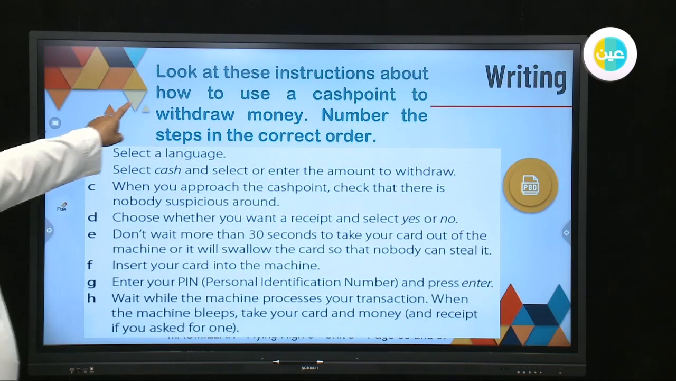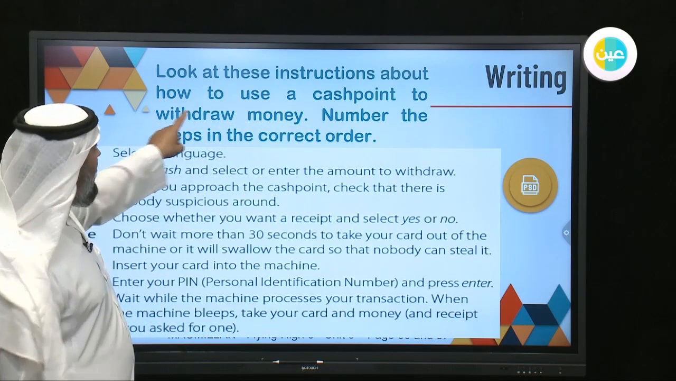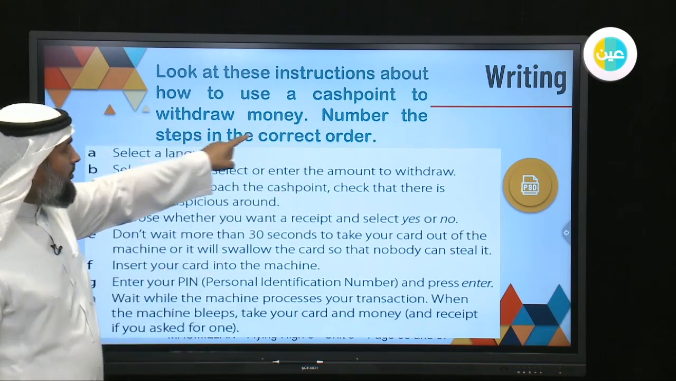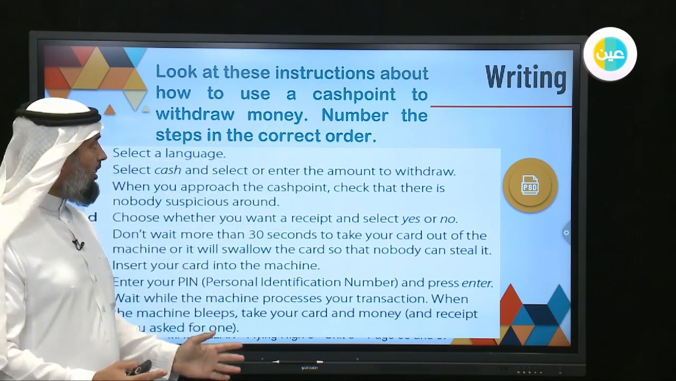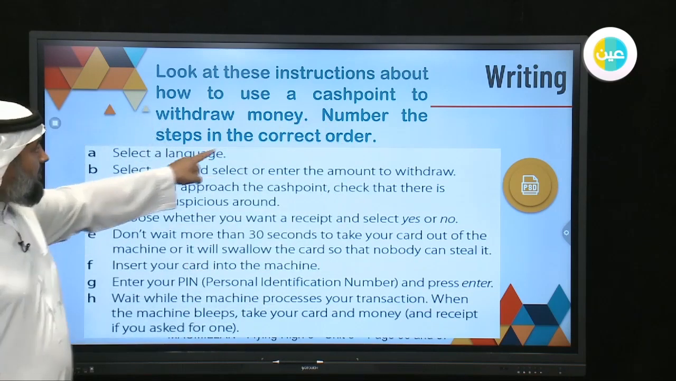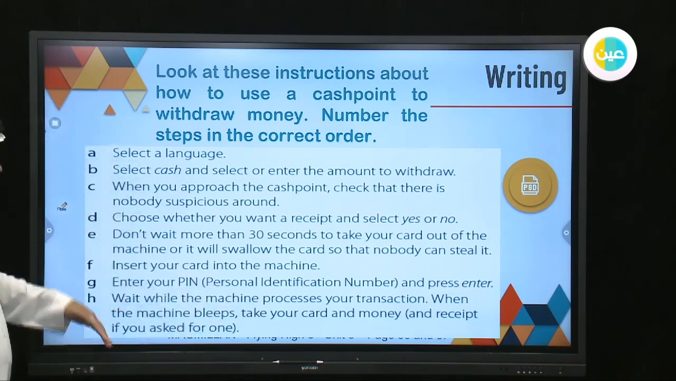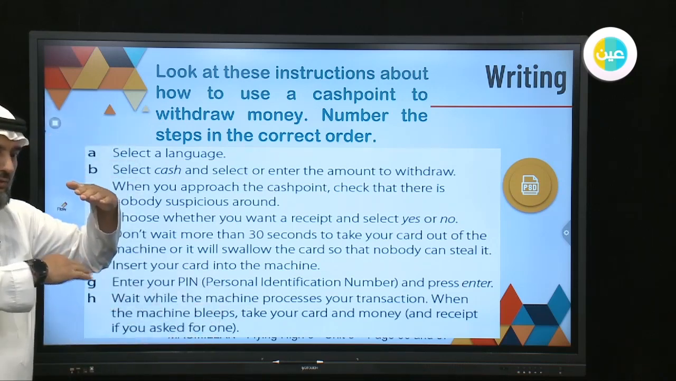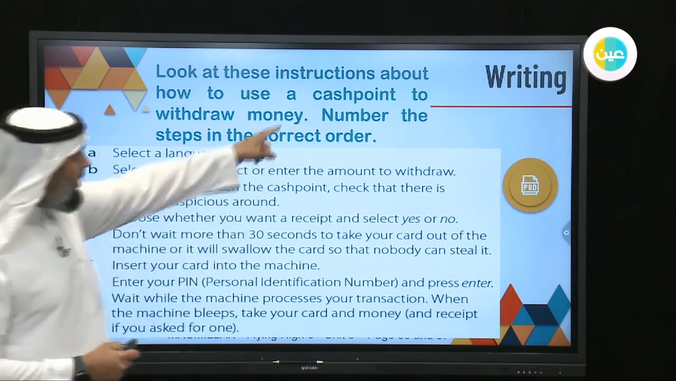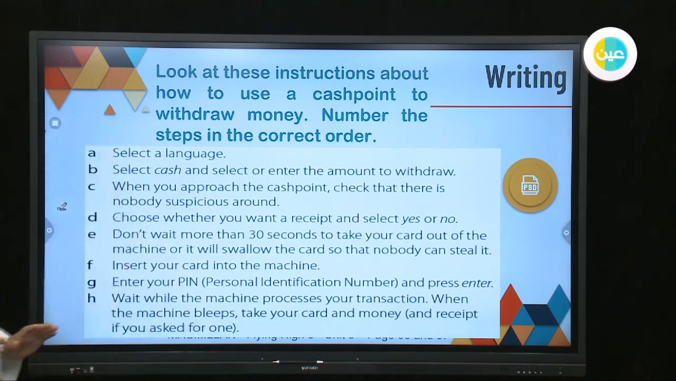Now, he said, look at these instructions on how to use a cash point to withdraw money. ATM machine, a cash point. Number the steps in the correct order. Now we have these steps that you could use when you are going to take money from an ATM machine or a cash point. Okay, so what are the steps that you should start with?